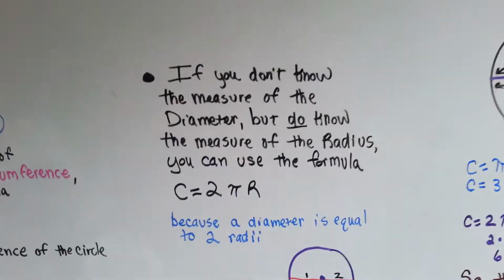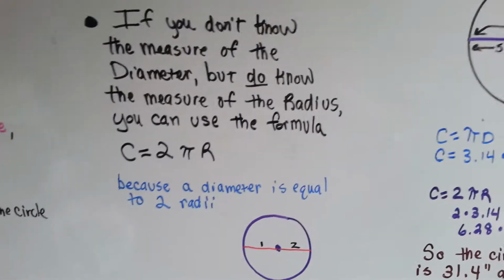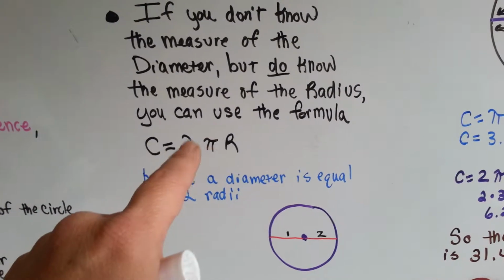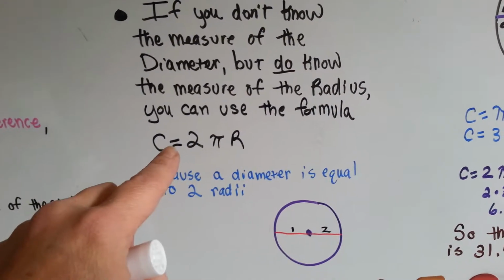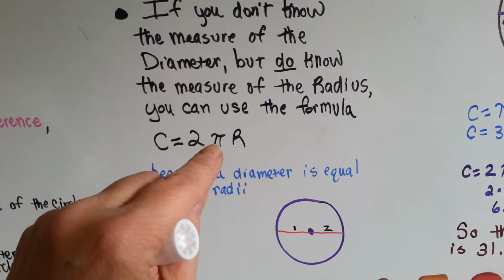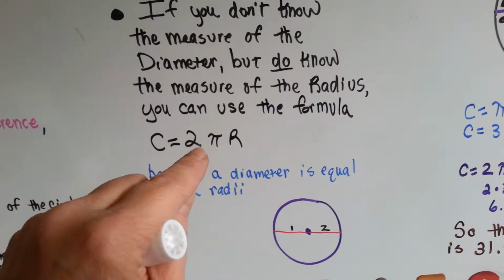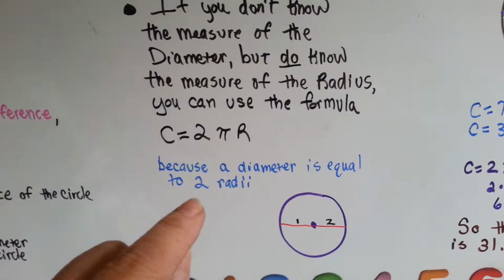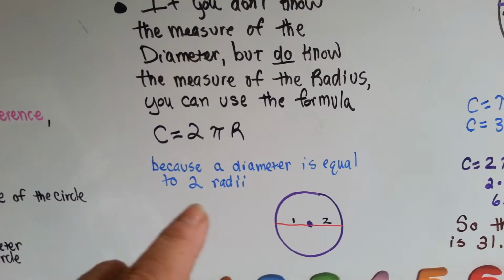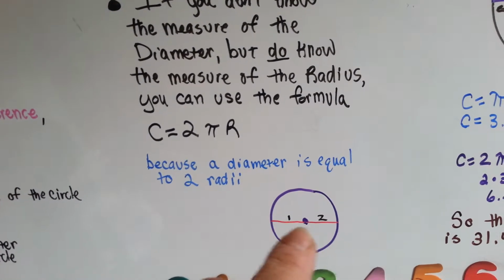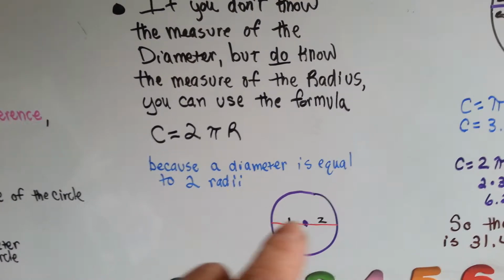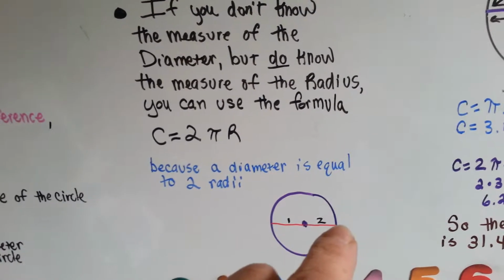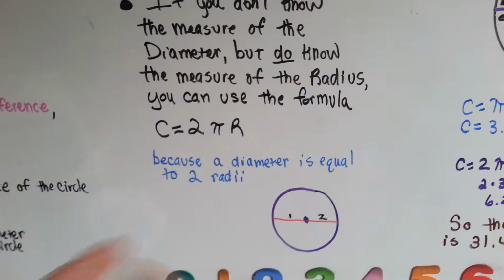If you don't know the measure of the diameter, but you do know the measure of the radius, you can use the formula C equals 2 pi r, which means you multiply 3.14 times 2 and then multiply it by the radius. Because remember, a diameter is equal to 2 radii, 1, 2. It's just the diameter split in half. So if this diameter is 12, then that means the radius is 6. It's half of it, right?